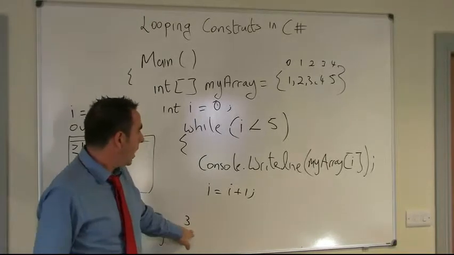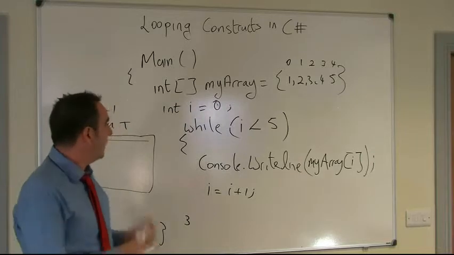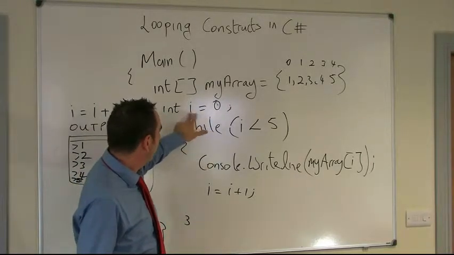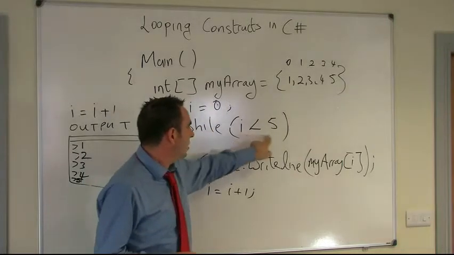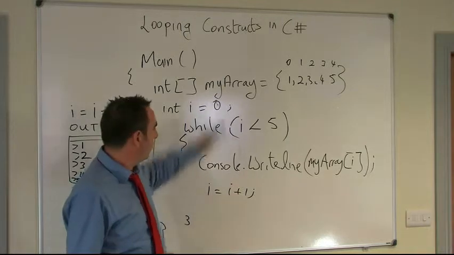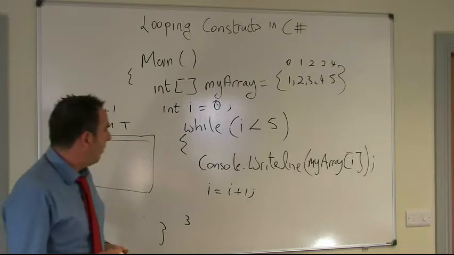Okay? So that's the while loop, and that's how the while loop operates. You can see it is very similar to the for loop. We have our initialization of our I. We have a condition. And again, we have an incrementation taking place. And that's very similar to the for loop. They're just laid out in a different manner. Okay? So, that's the while loop.